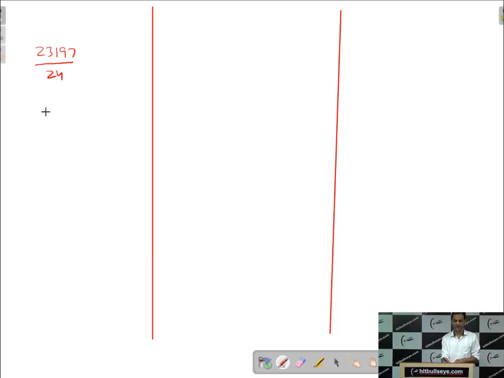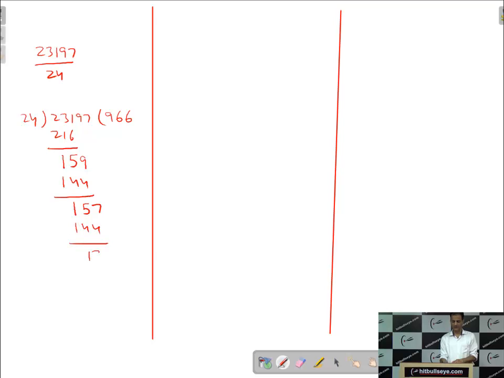Initially I will solve it by your school way, like 23197 when divided by 24. 24 into 9 is 216. Again 11 minus 6 is 5. 2 minus 1 is 1. 9. Then 24 into 6 is 144. The remainder will be 9 minus 4 is 5. 5 minus 4 is 1. 15. And then 7. 24 into 6 is again 144. And the remainder will be 13. This 13 is our answer.